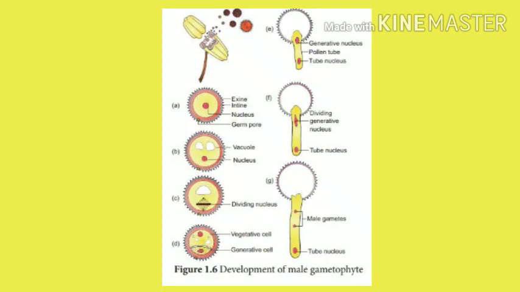The generative cell divides to form two male gametes. This stage is called the three-cell stage. In the three-cell stage, the pollen grain has three cells. One is a vegetative cell and the other two are the male gametes. So altogether, they have 3 cells at this stage.